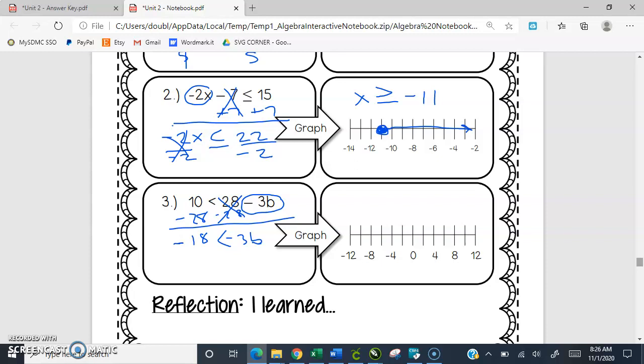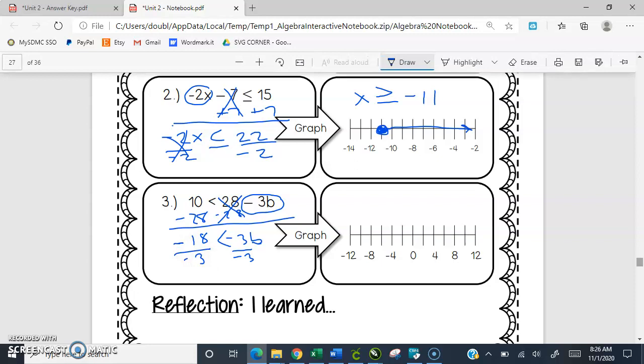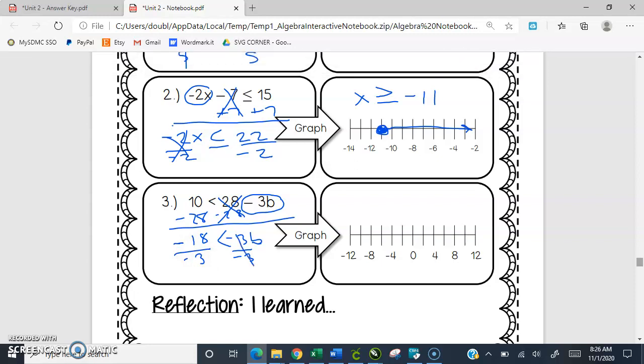So we have negative 3b, which is multiplying. The inverse of multiplying is dividing. So divide both sides by negative 3. But we're dividing by a negative, so that means our sign must change. So now we have b. Instead of being greater than, it has to be less than. Again, we divided by a negative number, so it changes our sign. So negative 18 divided by negative 3, the answer is going to turn positive because we have two negatives. And it should be a positive 6. 18 divided by 3 is positive 6.